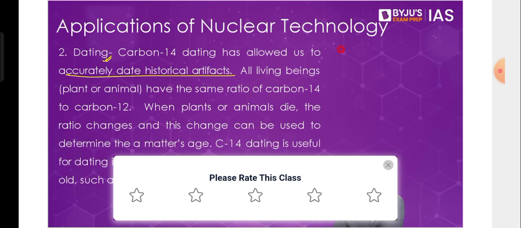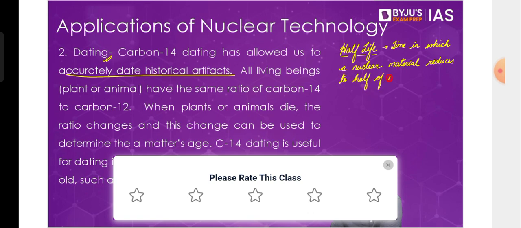So there is a concept called half-life. Half-life is the amount of time in which a nuclear material reduces to half of its original mass. Carbon 14 has a half-life of almost 5,700 years, meaning that in 5,700 years, if there was 100 grams of carbon 14, it would have reduced to 50 grams. From there, we do the calculations and find out the possible age of the artifact we found. That's why we use carbon 14 to find out this age.